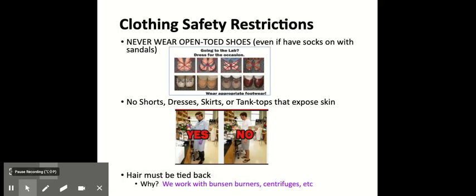There are certain clothing safety restrictions for the lab. The first is to never wear open-toed shoes in the lab, even if you have socks on with sandals. The second is no shorts or dresses or skirts or tank tops that expose your skin. If you look at this picture, it shows you the right and wrong clothing to be worn in the lab. The third rule is that long hair should be tied back, because we work with Bunsen burners and centrifuges, and it can be extremely dangerous if long hair is not tied back.